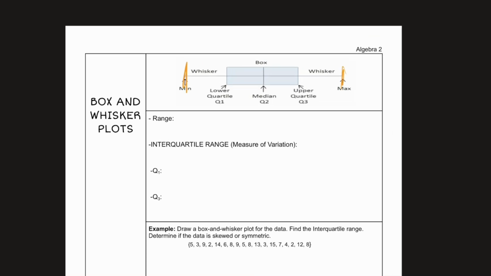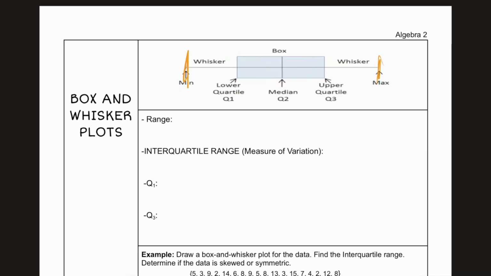And let's define some of these words, okay? So we have this word range. Okay, well, what's range mean? Range is defined as the max minus the min. What is max and what is min? Well, max is just the highest value, and min is just the lowest value. And so we put our highest value here, our lowest value there for our box and whisker plot.